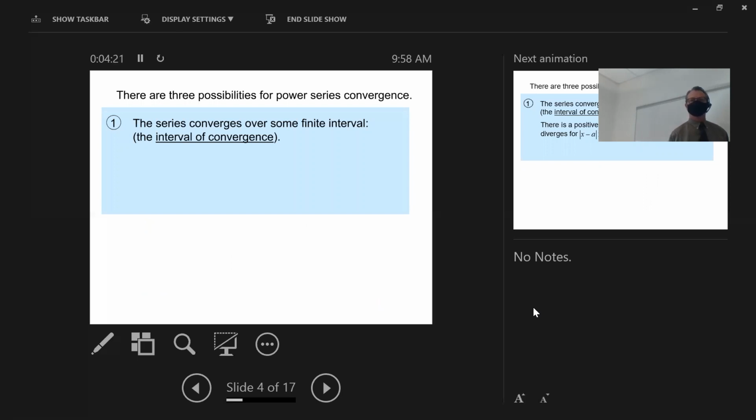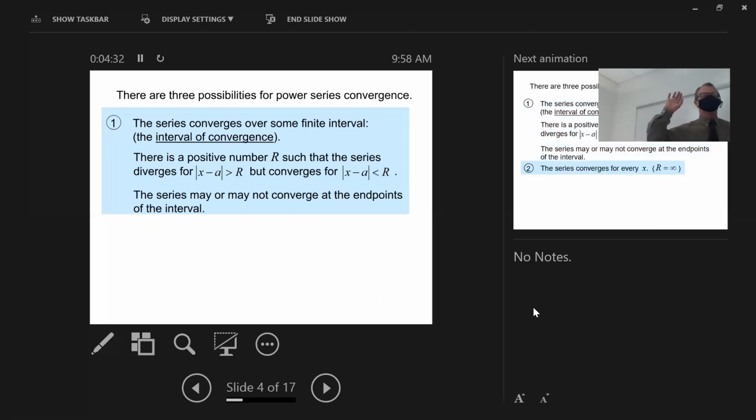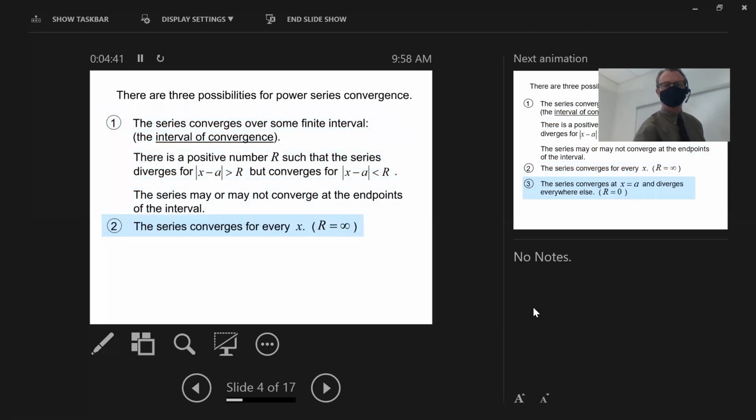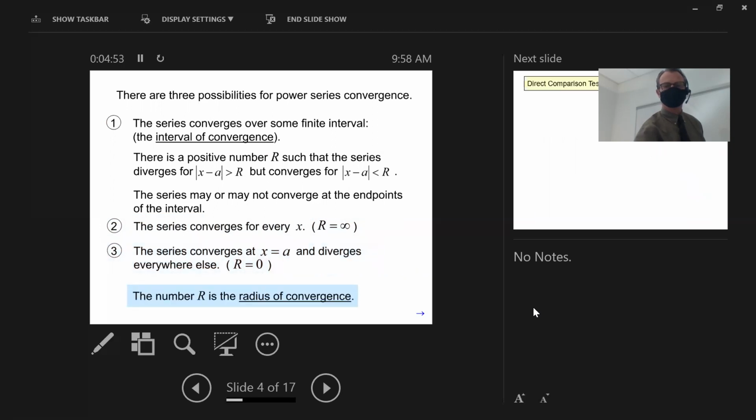Well, that's what we're trying to do. This is the big thing we're trying to do. What is the interval of convergence? And the endpoints. We're not worried about the endpoints yet. So we have an interval of convergence and the radius. The radius is half the width of the interval.